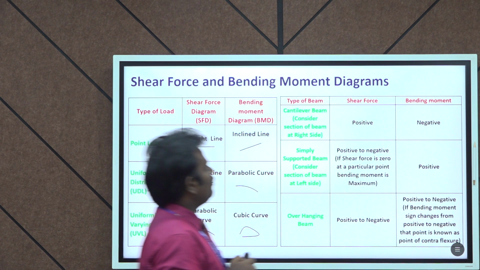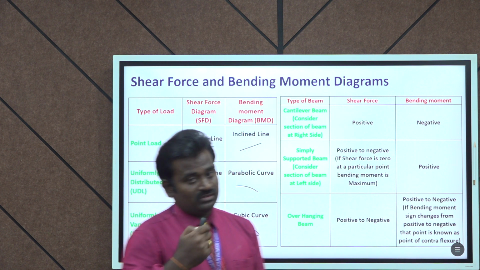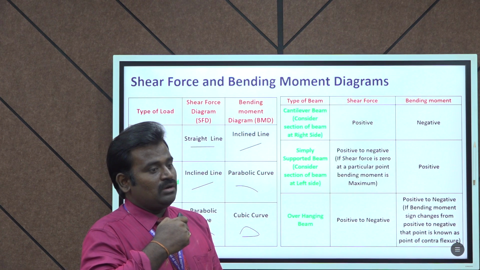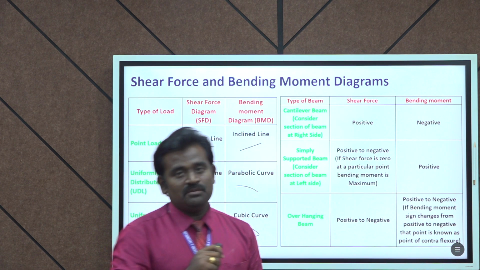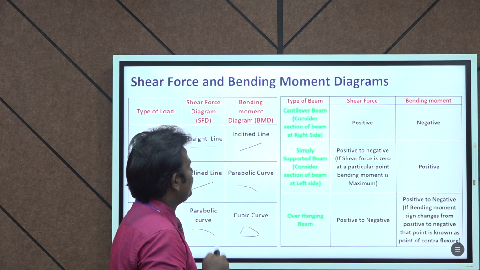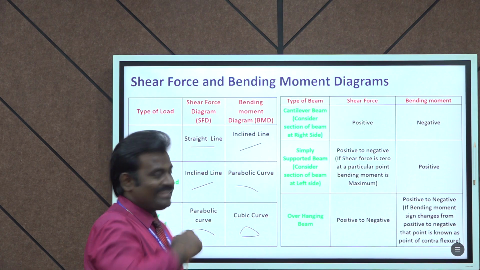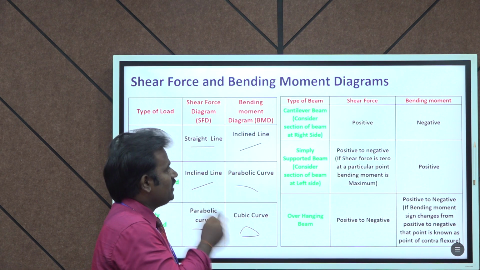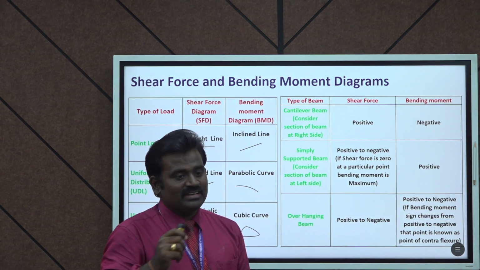Then types of beam, shear force and bending moment sign conventions. This is also for your simplification. During solving of problems, these points are very, very important. First, for a cantilever beam, we are going to consider the cantilever beam as the right hand side. Shear force is always positive for a cantilever beam, and bending moment is always negative.